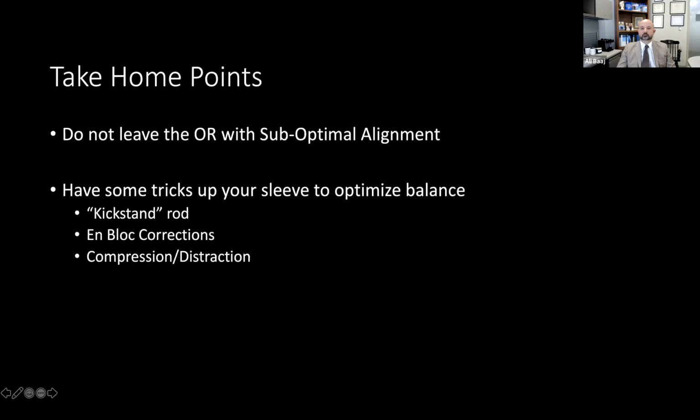All right. So take-home points here, guys, is I do not leave the OR with suboptimal alignment, because even if you leave the OR and the alignment looks perfect, there are many times when you get the X-ray when they're standing post-op and you're like, why are they listed over a centimeter? Usually subclinical, but that's why I try to leave the margin of error as small as possible. Also, have some tricks up your sleeve if you want to optimize balance.